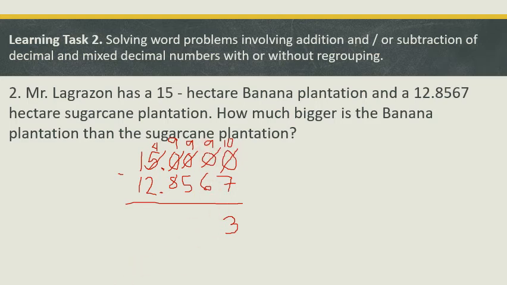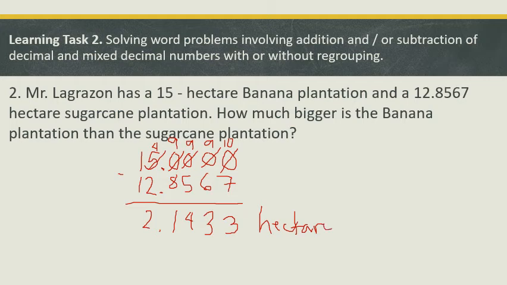So, 9 minus 6 is 3. 9 minus 5 is 4. 9 minus 8 is 1. Then, yung decimal point natin, 4 minus 2 is 2. Then, 1 minus 1 is 0. So, ibig sabihin, mas malaki ng 2.1433 ang banana plantation compared sa sugarcane. So, tayo hectare.